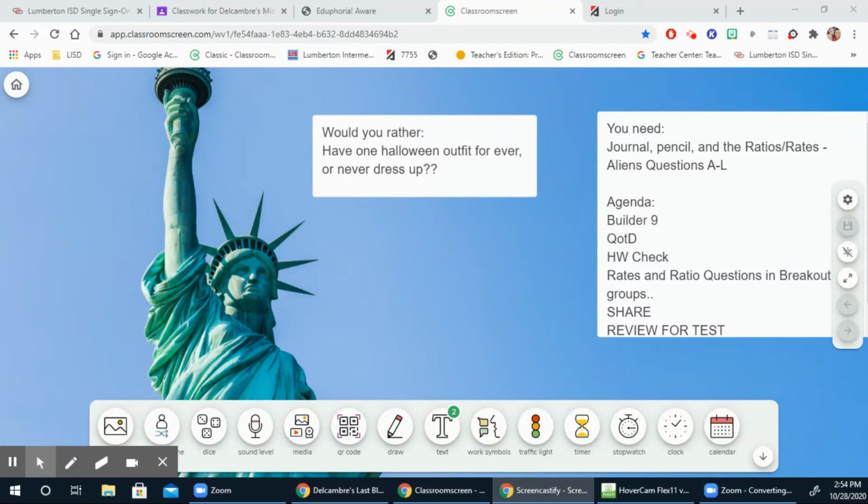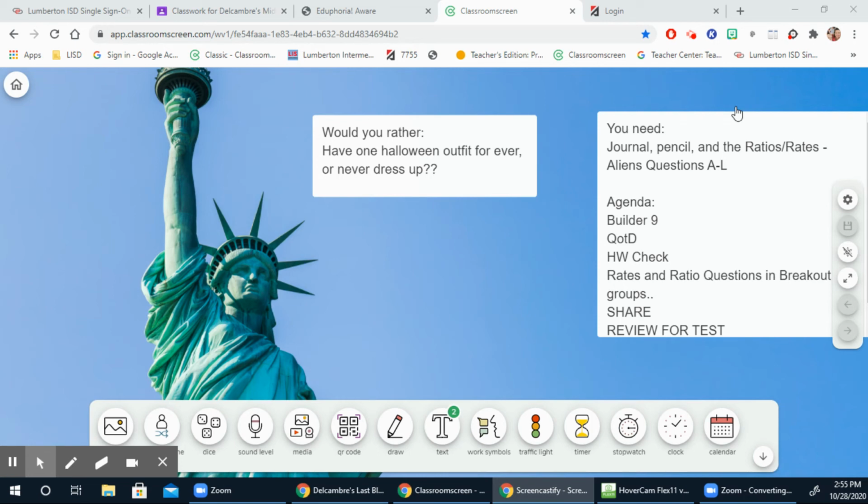Today is October 28th, and here's a rundown of what you missed. So you'll need your journal, pencil, and then the ratio rates questions. It has like an alien right next to it. If you click on it, it says alien ratio questions. That's what we're going to be looking at today.